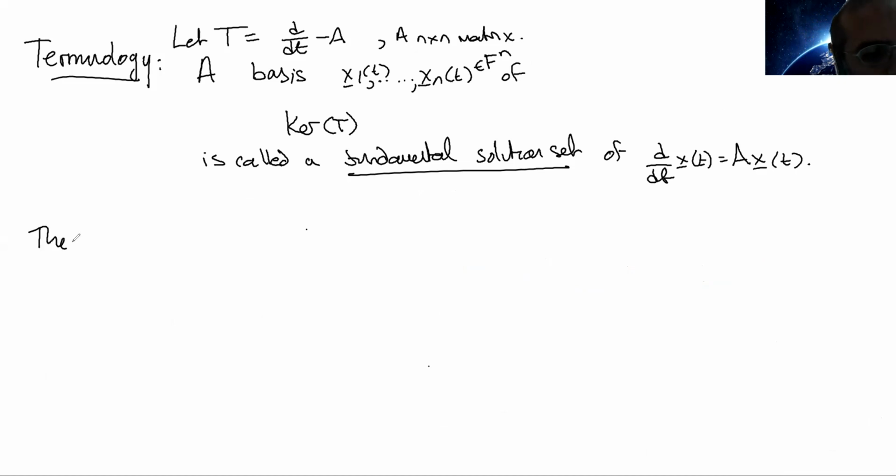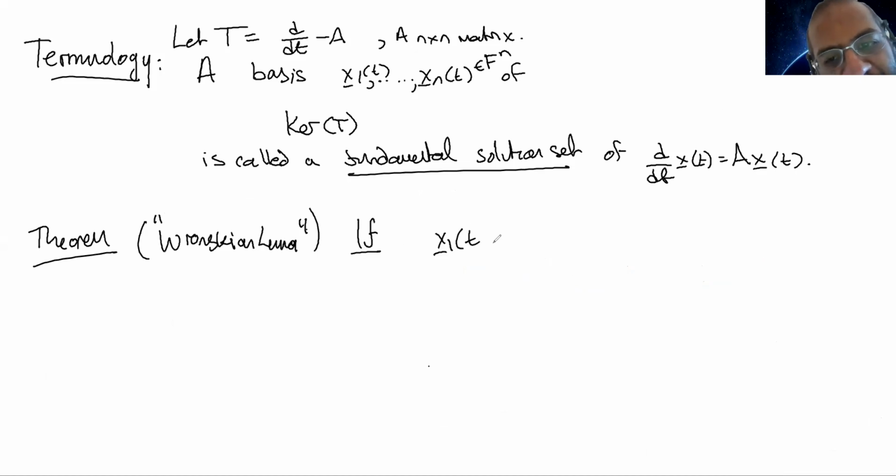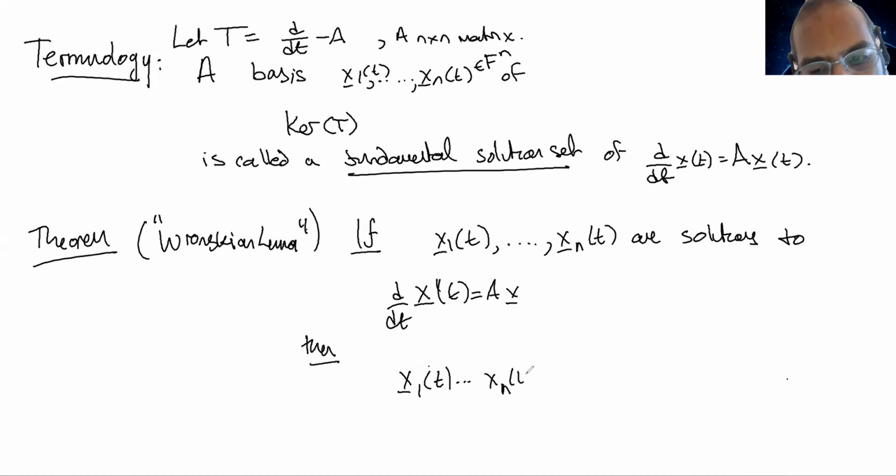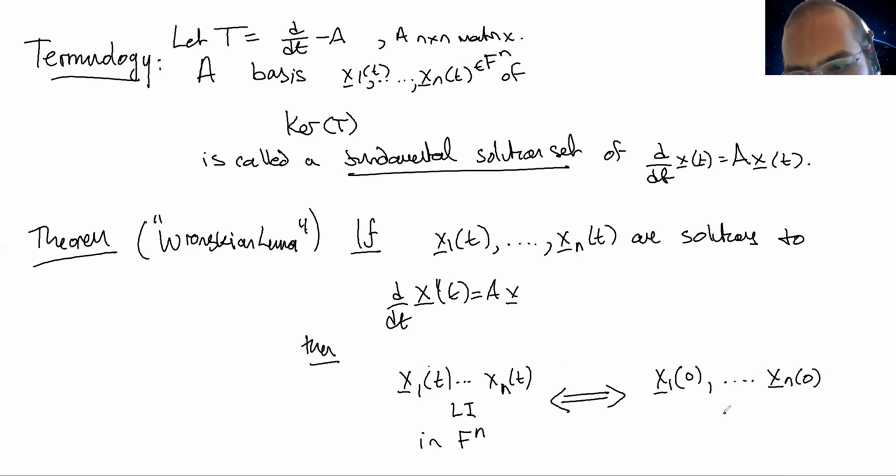There's a theorem which is referred to a lot in the book, which is sometimes called the Wronskian lemma, which says if you have a bunch of solutions to a homogeneous system of ODE, then these things are linearly independent as functions if and only if, when you evaluate them at 0, they are linearly independent in Rn.